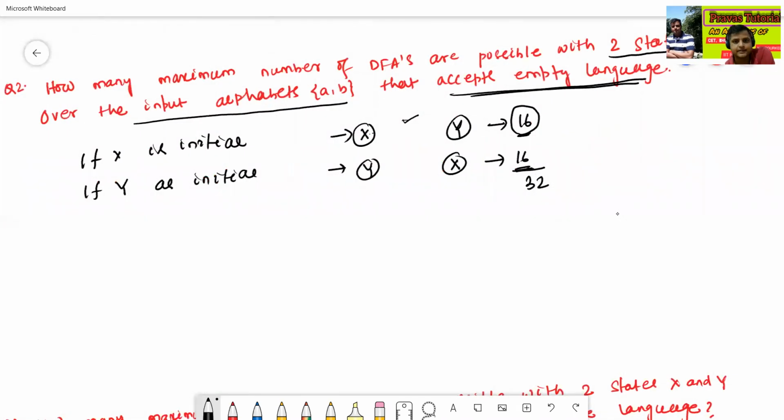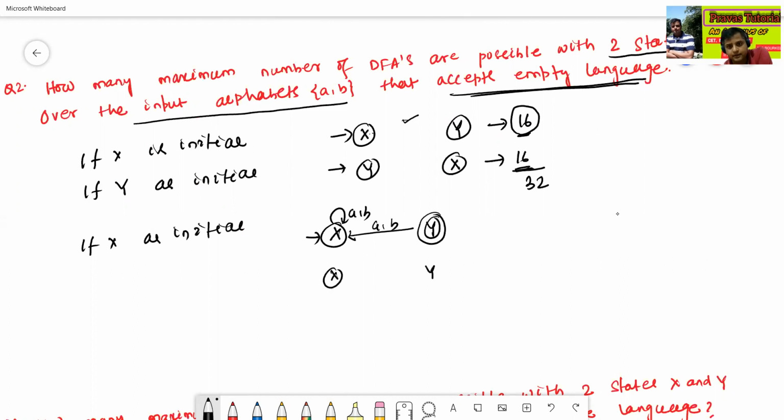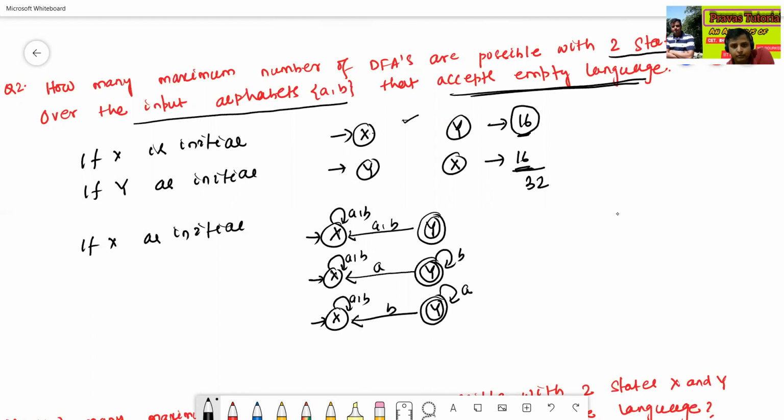Okay, some DFAs look like this. If X is initial, let this be X, with A comma B, this is Y as final, and this is A, this is A comma B, and this is B. This is X, A comma B, this is B, this is A. One more DFA we can construct. This is A comma B, this is A comma B.